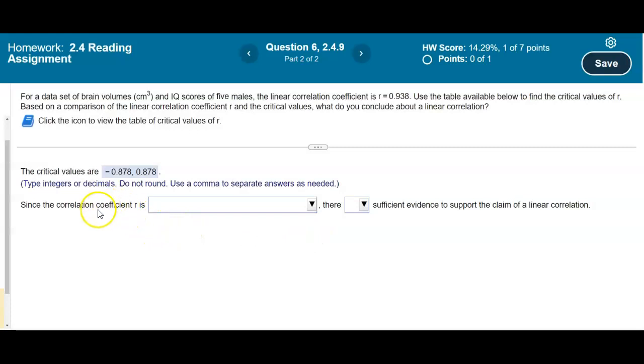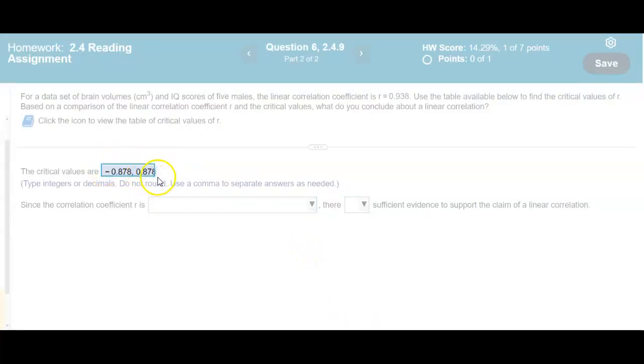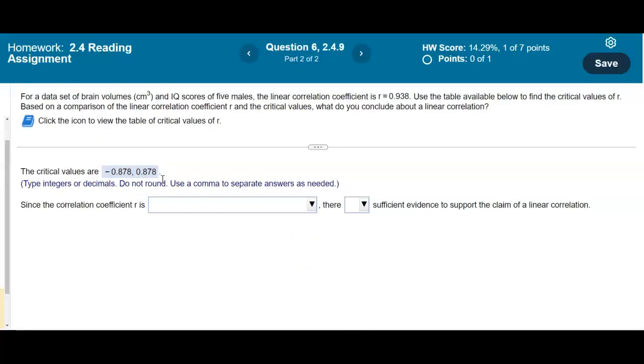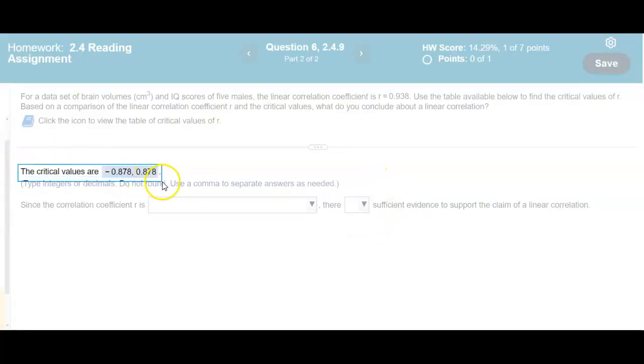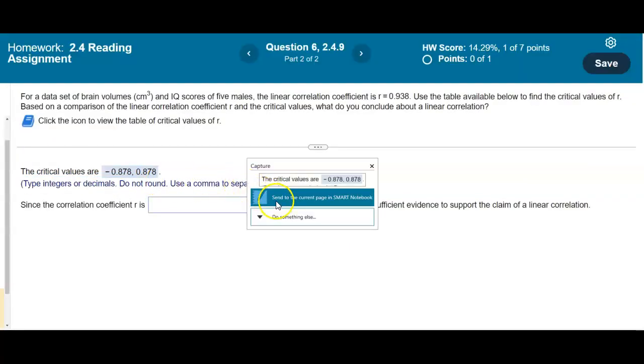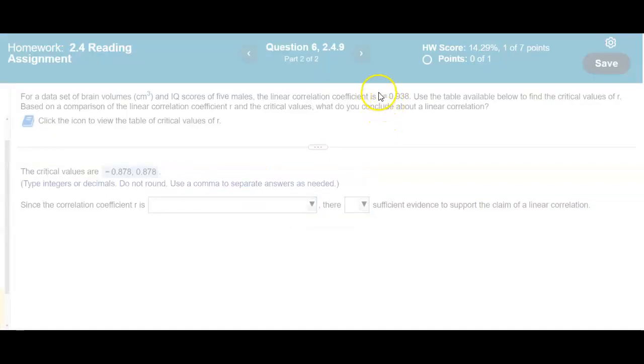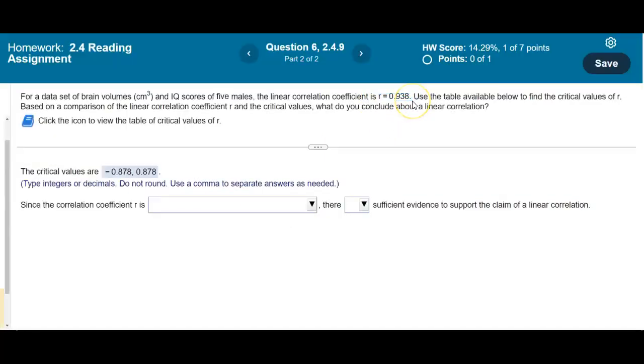Okay, now we need to figure out whether there's a correlation or not. So we're going to write down this information. I'm going to go ahead and copy my critical values, and then I'm also going to copy what r stands for.